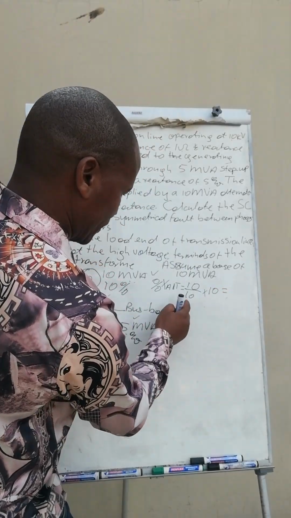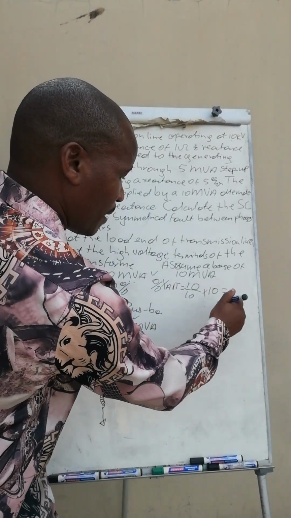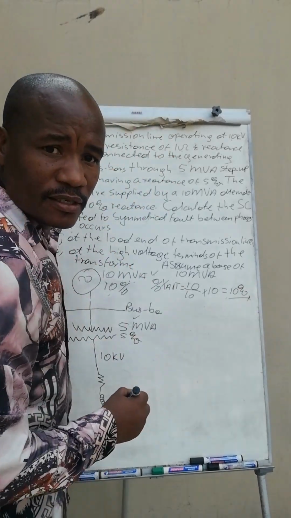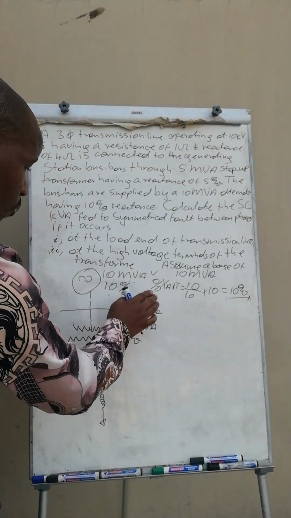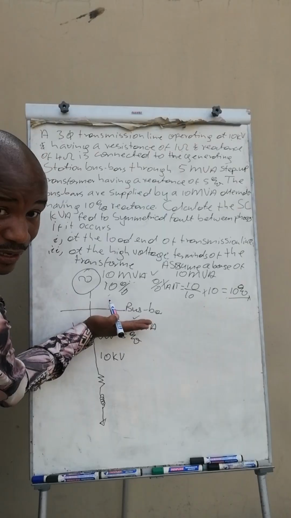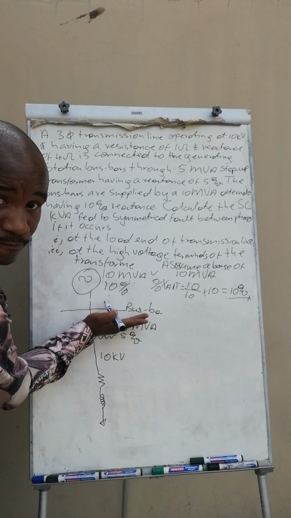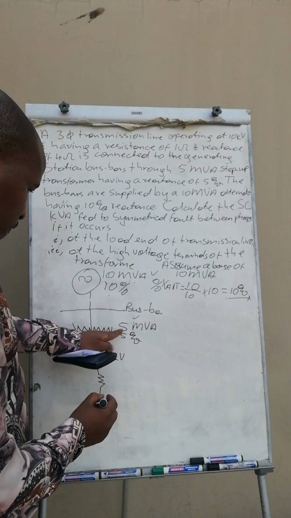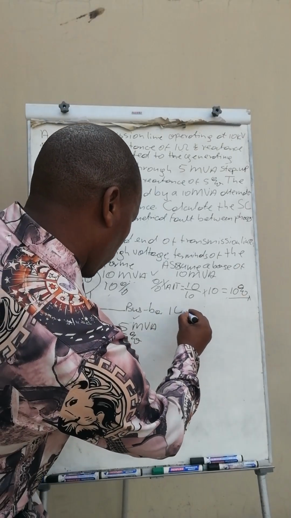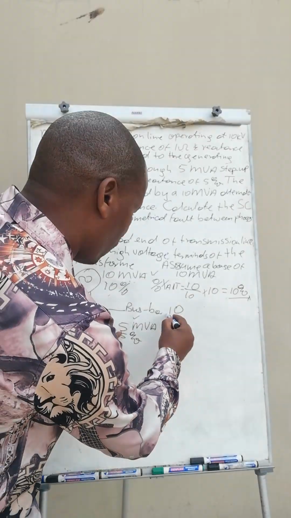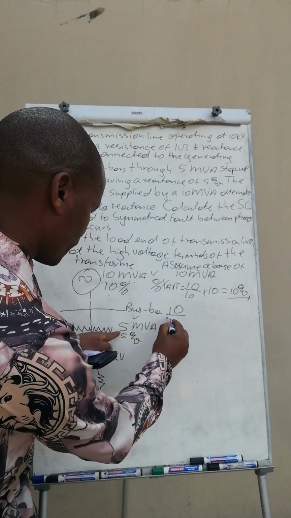And it is equal to what? 10 over 10 is 1. Multiply by 10 is equal to 10%. 10%. We are done there. We are now here. 5. It is out of a base of 10 MVA as base over the rated volt.